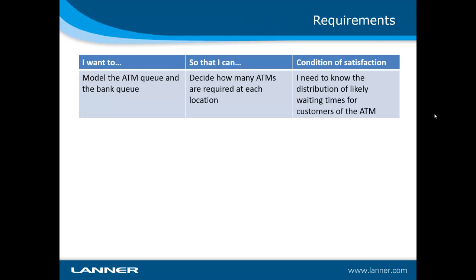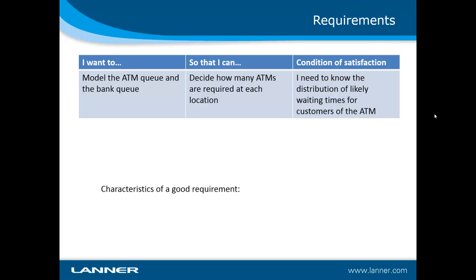So to think about requirements, this is possibly basic for some of you, possibly informative for other people. I just wanted to say a bit more about requirements capture. So I've got an example model here that I want to build, where I want to model the ATM queue and the bank queue of people waiting for banking transactions. And I want to do that so that I can decide how many ATMs are required at each location. So this is a requirement of a banking organisation maybe, and they know that requirement would be satisfied when they know the distribution of likely waiting times for customers for those banking transactions.